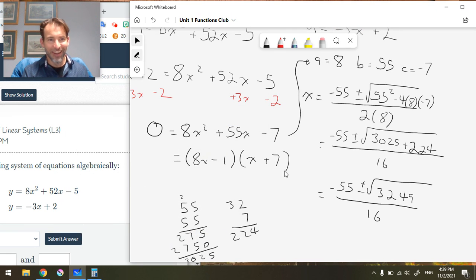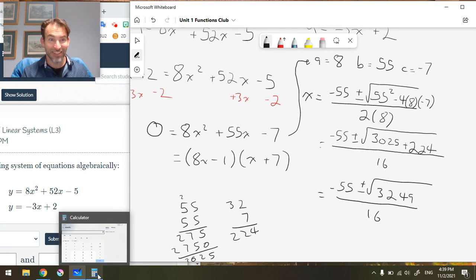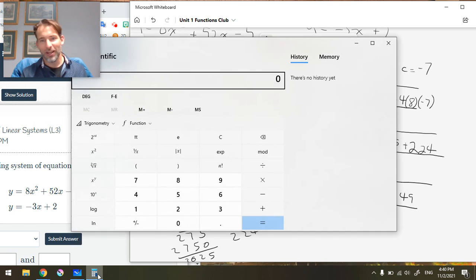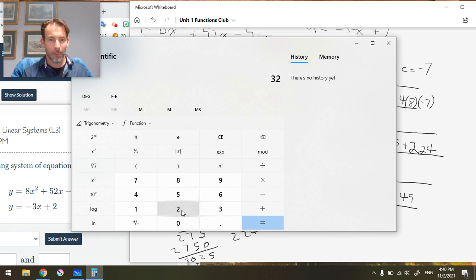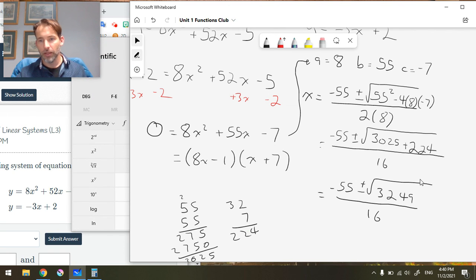What was that number? You guys are also like, Mr. Jennings, rest, don't do this to yourself. 3249. Take the square root of that number, please. 57. There we go. So this is equal to negative 55 plus or minus 57 all over 16.